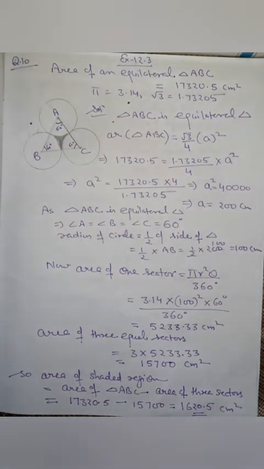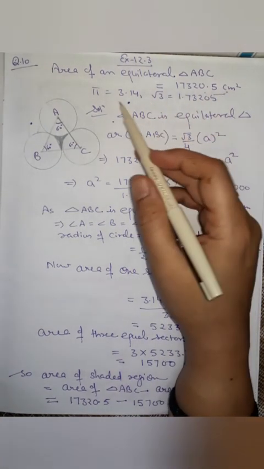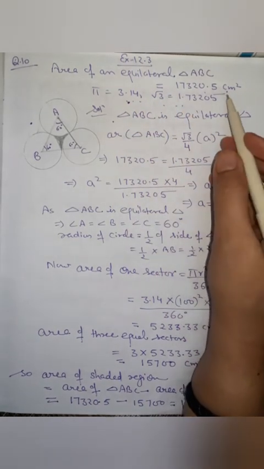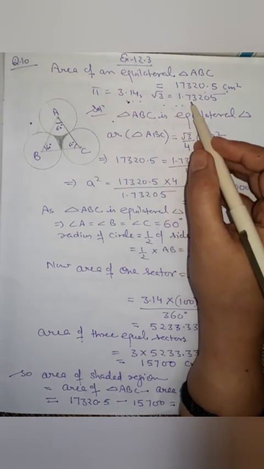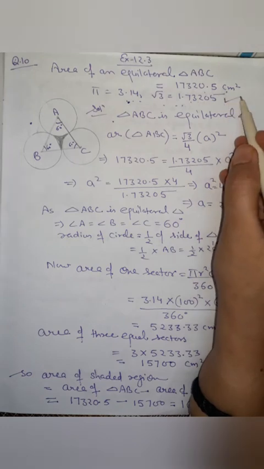Now see question number 10. The area of an equilateral triangle is 17320.5 centimeter square. Given the value of pi is 3.14, root 3 is 1.73205. As the value of root 3 is given up to 5 decimal places, we will put only this value.